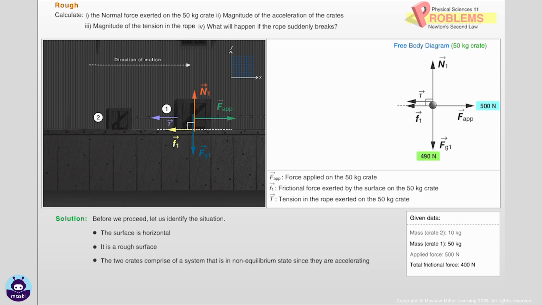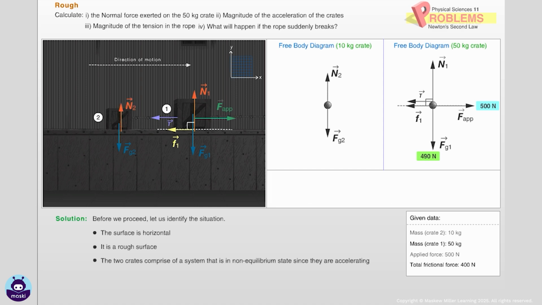Let us now consider the 10 kilogram crate, which is the second body. The force of gravity Fg2 is acting in the downward direction. The normal force acts perpendicular to the surface. The plane of motion is along the horizontal surface, so the net force in a direction perpendicular to the plane is 0. For the 10 kilogram crate, the tension in the rope T is acting towards the right. There is a frictional force F2 acting towards the left. That completes our free body diagram for the 10 kilogram crate.